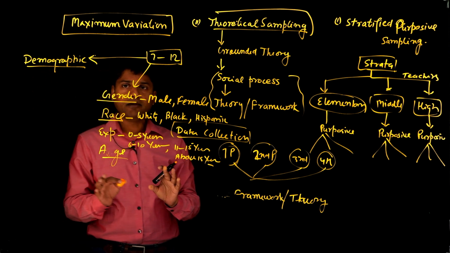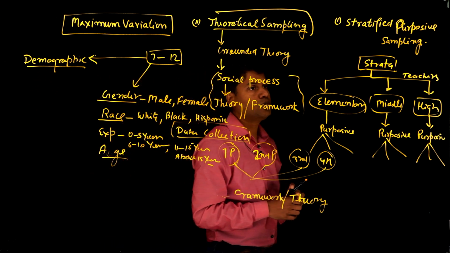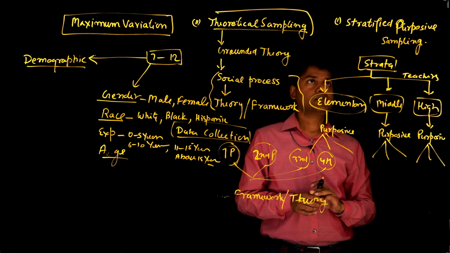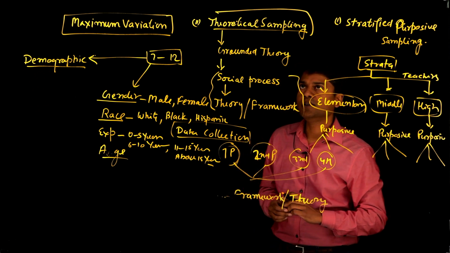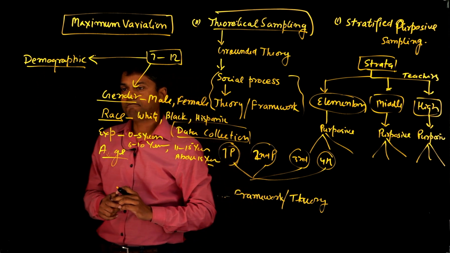So that's briefly about these three strategies that we as qualitative researchers use: stratified purposive sampling, theoretical sampling, and maximum variation.